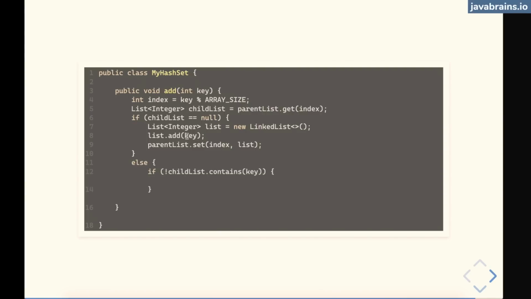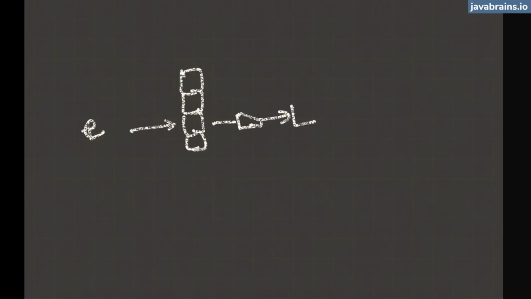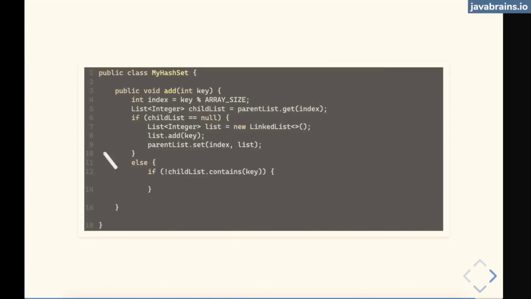I just need to append it to that list, but only if that list does not already contain the value. So let's say I have an element, and I map it to this bucket, and this bucket already happens to contain a linked list. Now what do I need to do? I can't just append it at the end. I first need to check if this linked list already contains E. So I'm going to check if this linked list contains this element. That's what I'm doing over here.